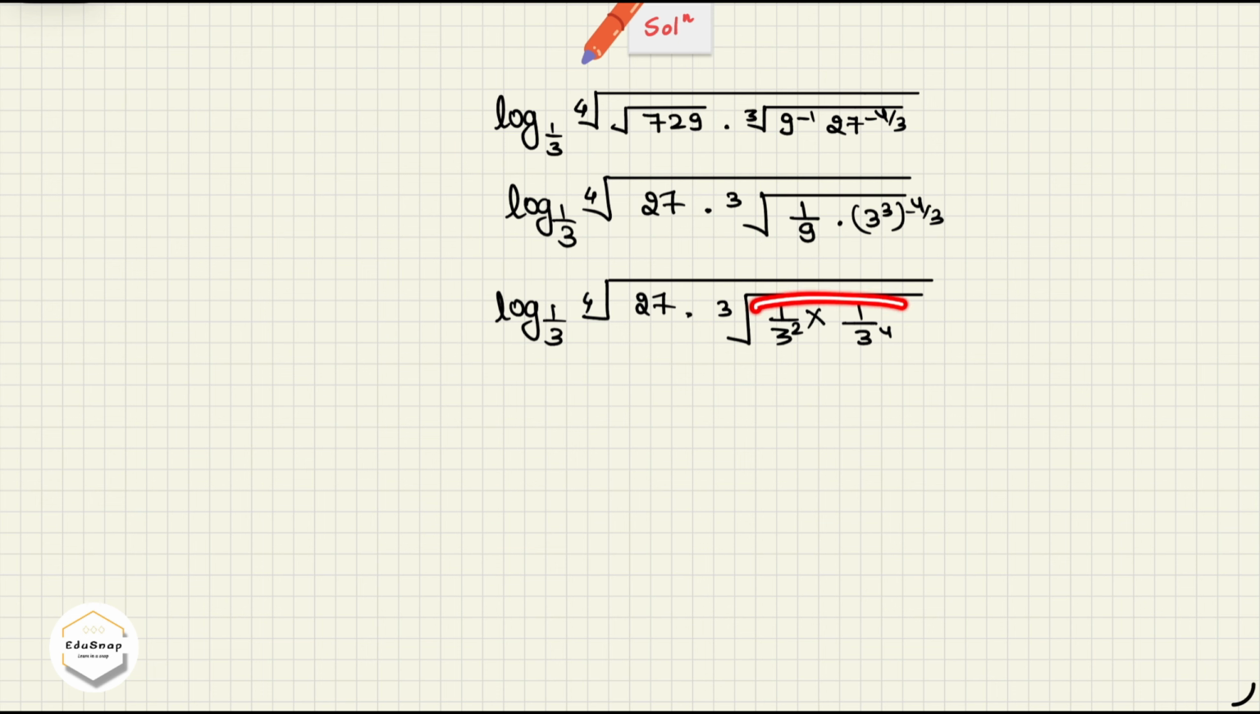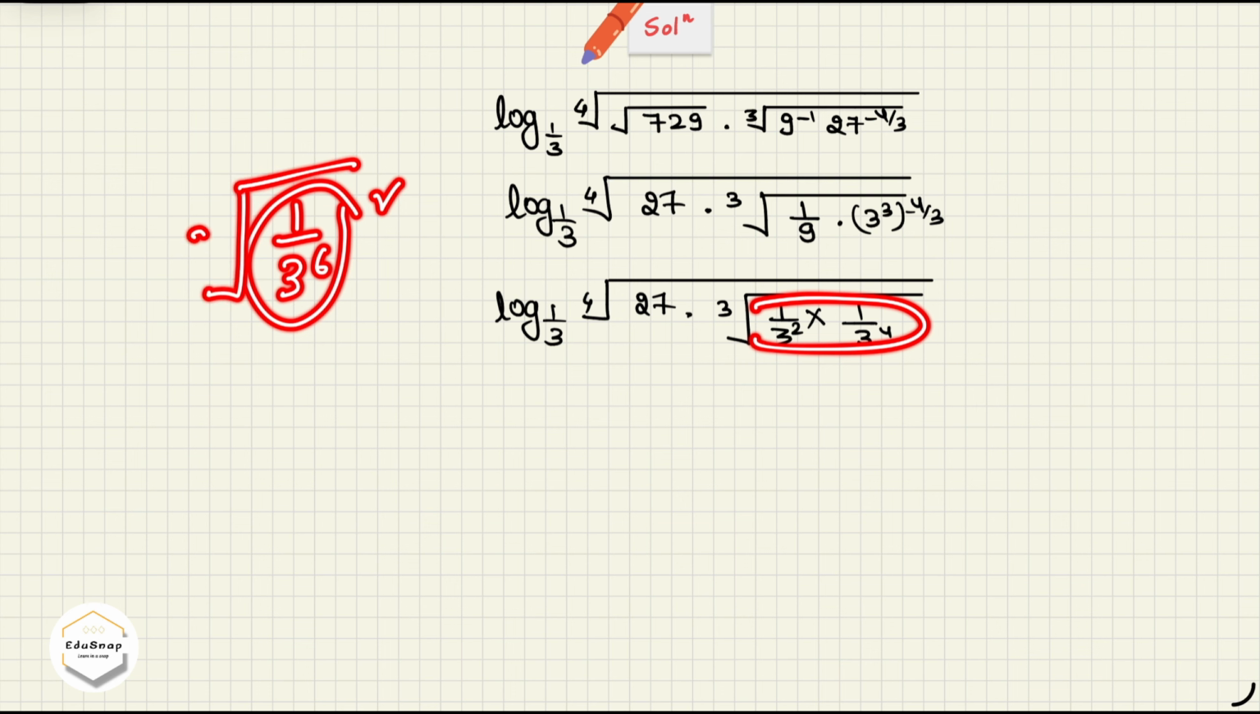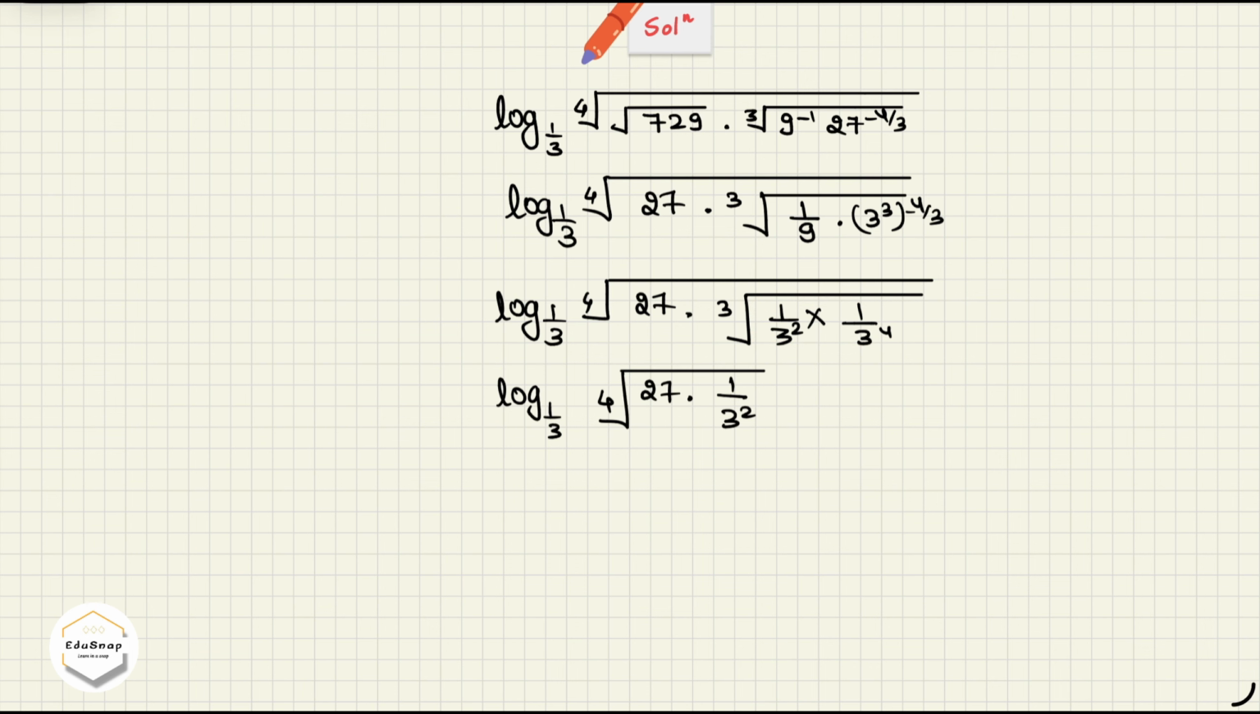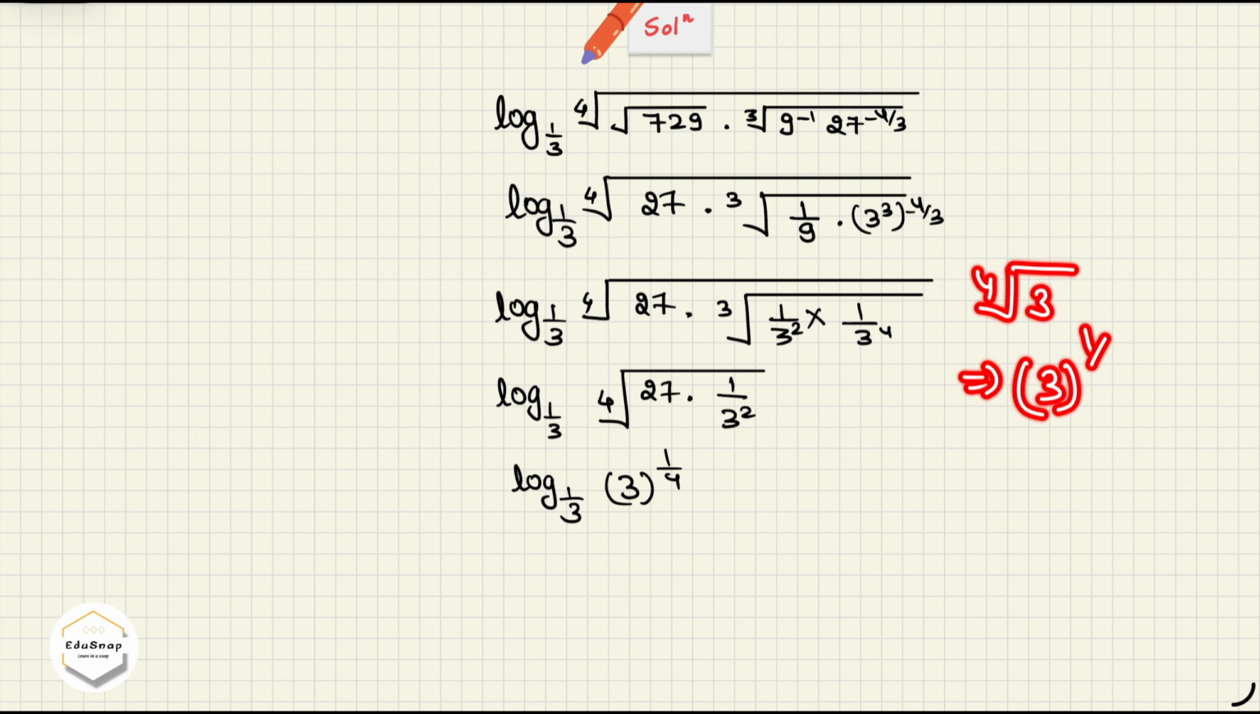If you observe here, we have 1 by 3 raised to the power 6. And this is a cube root. This is what? Cube root. So which term will come out? That is 1 by 3 square only. So here we will have 1 by 3 square, that is nothing but 9. So 9 is cancelled with this one and you will get 3. That is the 4th root of 3, that is equivalent to 3 raised to the power 1 by 4 here. Let's just write it down here.